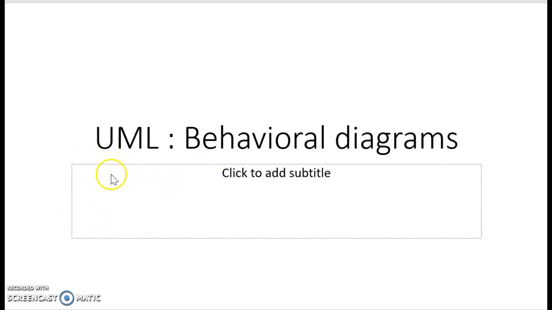Hello friends, let us see about the UML diagrams. UML diagrams consist of structural diagrams like class diagrams, object diagrams, etc. and behavioral diagrams. So two categories are there, mainly structural diagrams and behavioral diagrams. Today we are going to see about the behavioral diagrams.